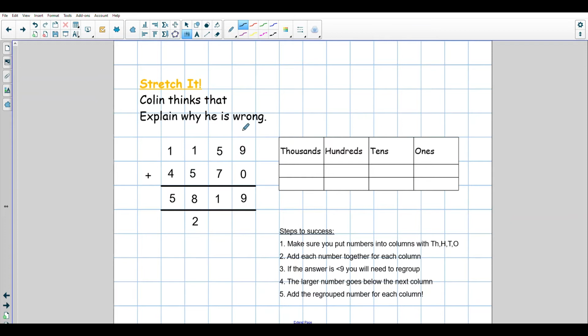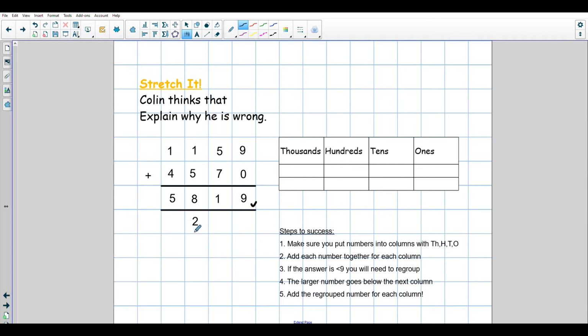Okay, looking closely at Stretch It then, it says Colin thinks that 1,159 added to 4,570 equals 5,819. Explain why he is wrong. Let's follow our steps to success, see if he makes a mistake. 9 plus 0 equals 9. Perfect. 5 plus 7 equals 12.